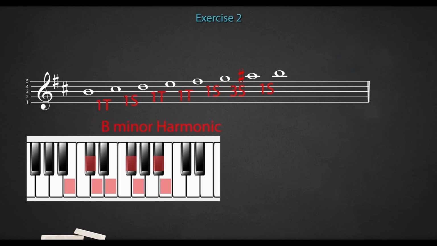Have in mind that all minor harmonic scales have the same intervals: tone, semitone, tone, tone, semitone, three semitones, semitone.